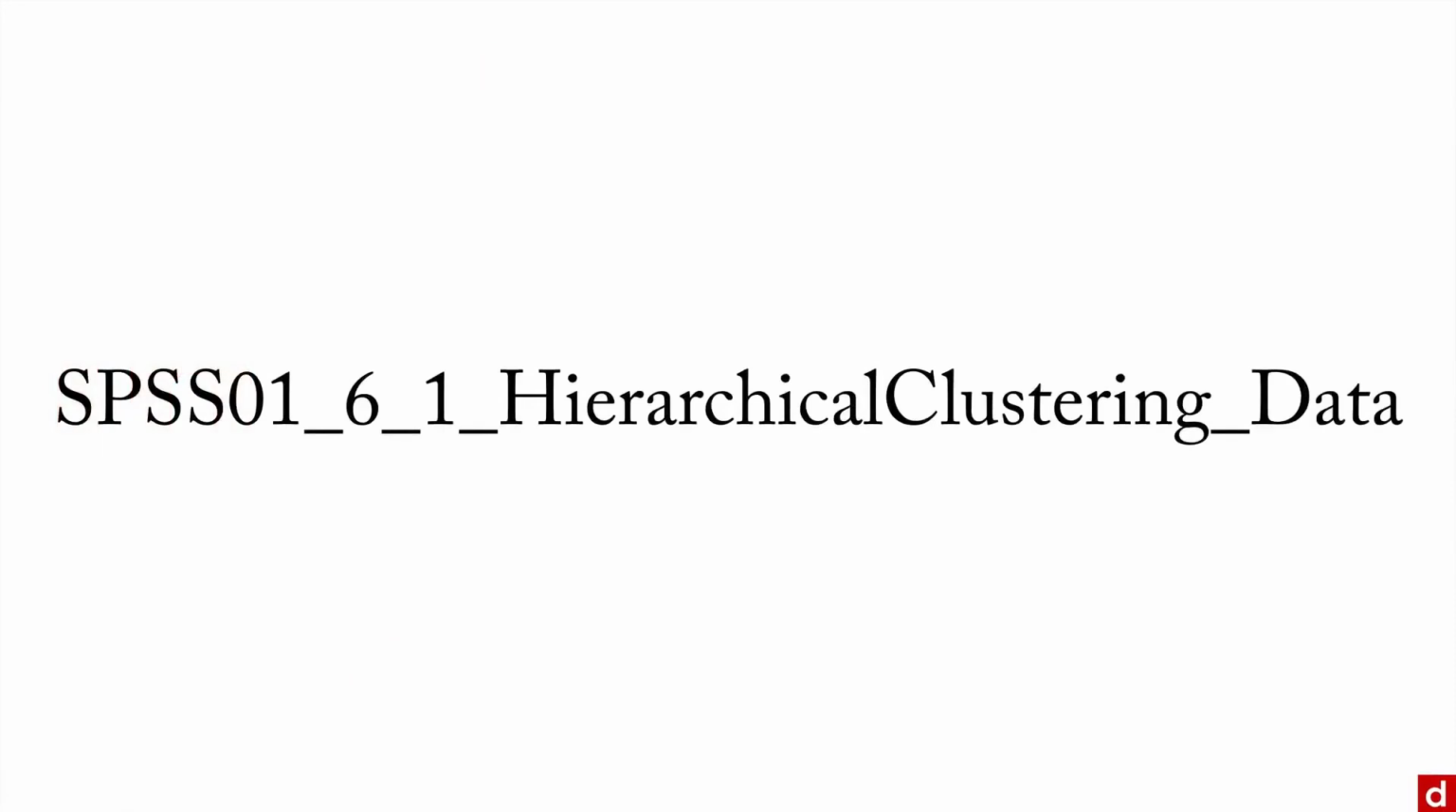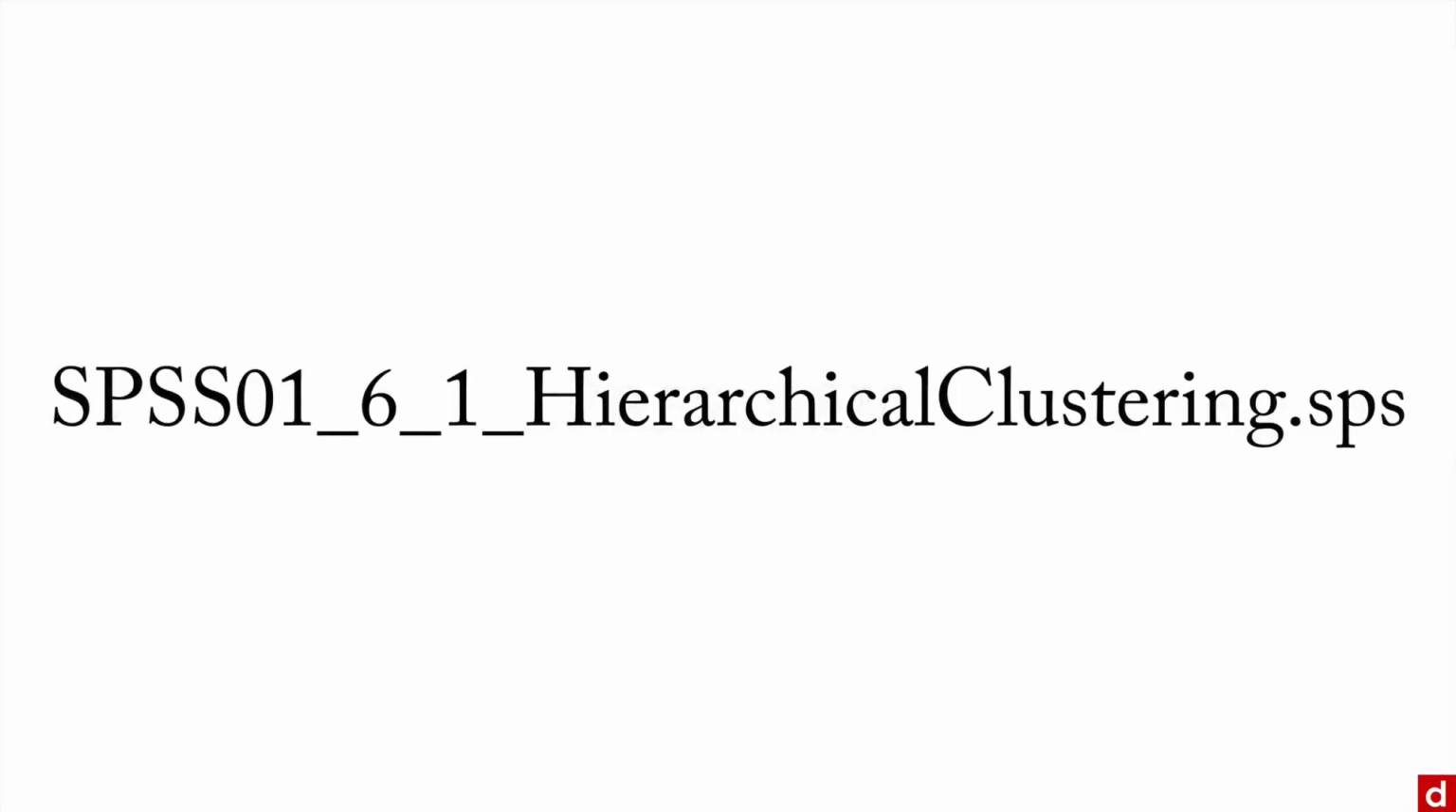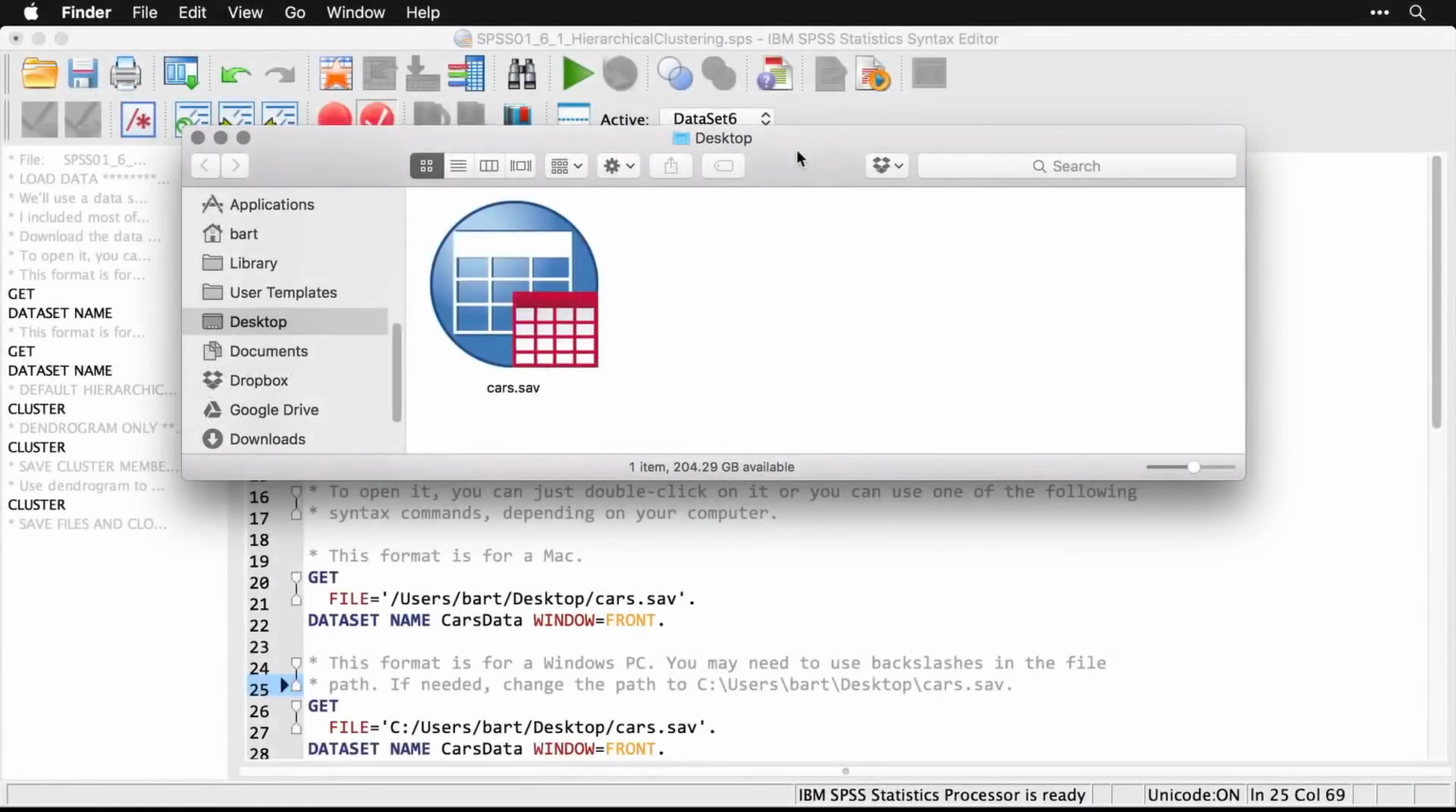There is a folder that you can download from the case files that ends with data here, and in it there's one file. It's cars.sav, where SAV is the proprietary SPSS data format. In addition to that, there is the SPS syntax file, and you'll want both of those for this demonstration. If you save the data file to your desktop, it looks like this. You can just double click on it and it will open up in SPSS.